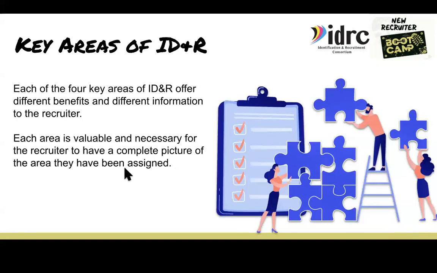Each of those 4 key areas of identification and recruitment offers different benefits and different information to the recruiter. Each area is valuable and necessary for the recruiter to be able to have a complete picture of the area they have been assigned. If you just take one of those 4 areas away, your picture is not going to be complete and you won't be able to get the entire story about the area that you're working in.